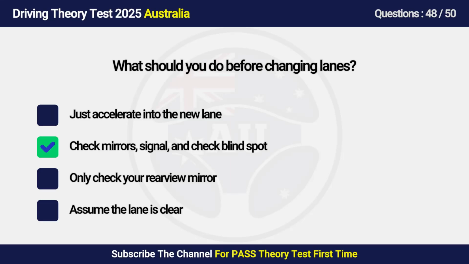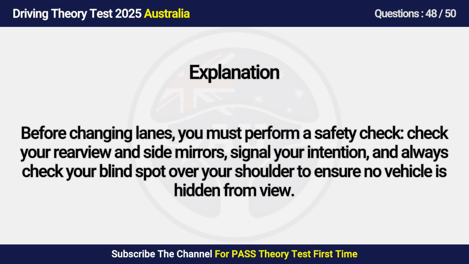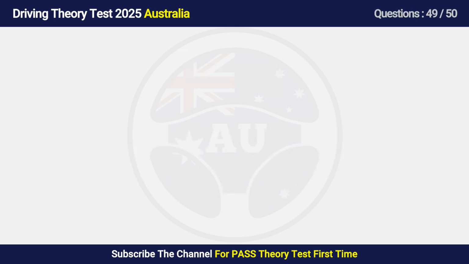Answer is B. Check mirrors, signal and check blind spot. Before changing lanes, you must perform a safety check. Check your inside mirrors, signal your intention, and always check your blind spot over your shoulder to ensure no vehicle is hidden from view.